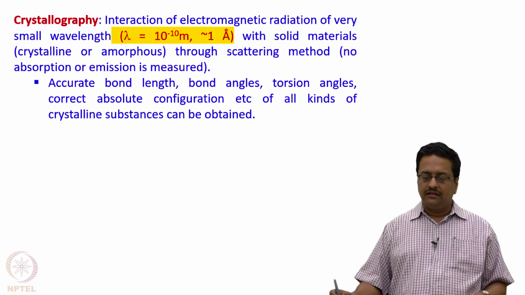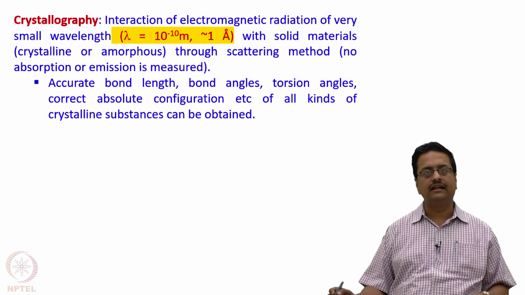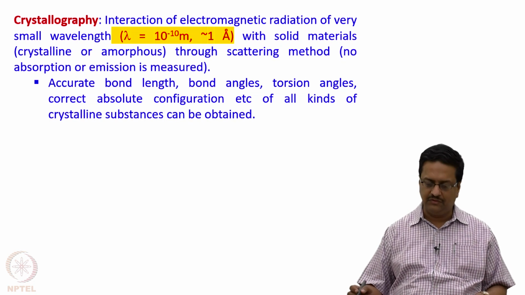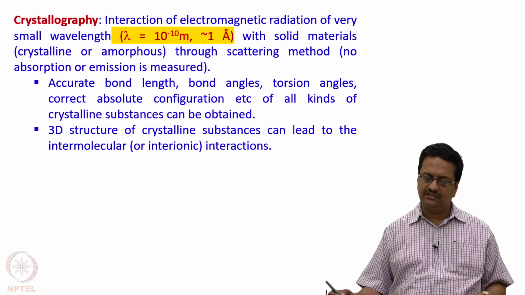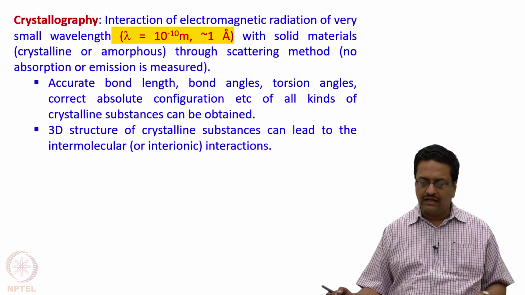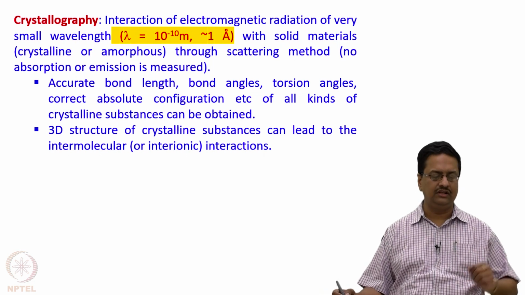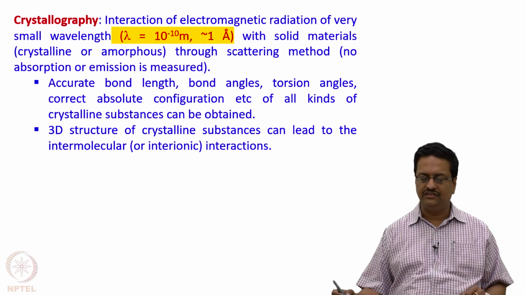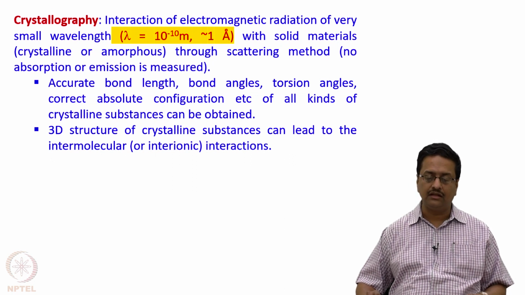So in this, what we get is accurate bond lengths, bond angles, torsion angles, and correct absolute configurations of all kinds of substances that are solid and crystalline. From this three-dimensional structure of crystalline substances, we can talk about the intermolecular or interionic interactions, how one molecule is seeing another molecule in space, how one molecule is interacting with another molecule in the solid state. All this information can be derived from the structural study that we generally do.